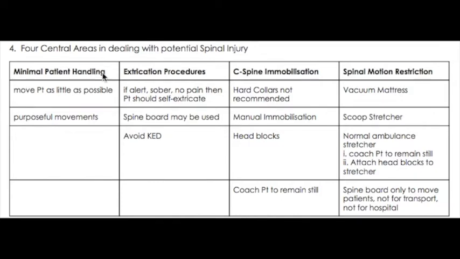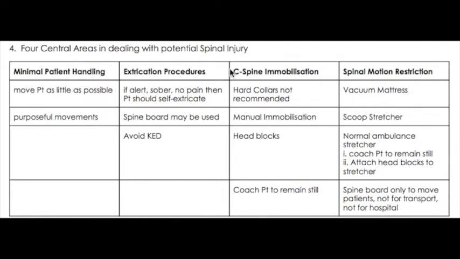The second principle is the extrication procedures. If a patient is alert and sober and movement does not induce pain, then the patient should self-extricate. In other words, they can move themselves out of the motor vehicle and then climb onto the hospital trolley. A spine board may be used if the patient is feeling pain to assist them to get out of the car without moving the neck. A Kendrick extrication device is no longer indicated and should be avoided.